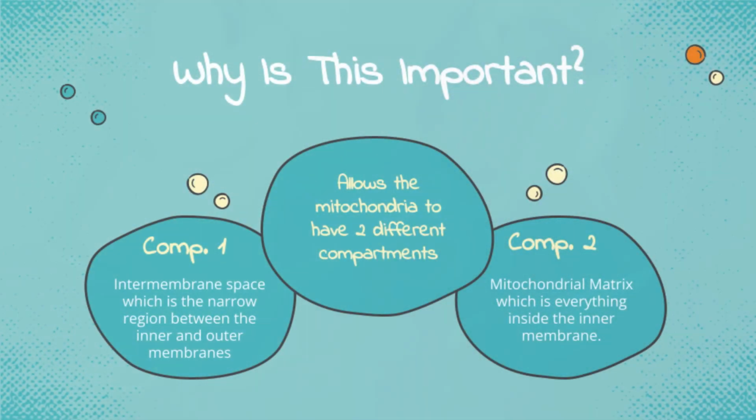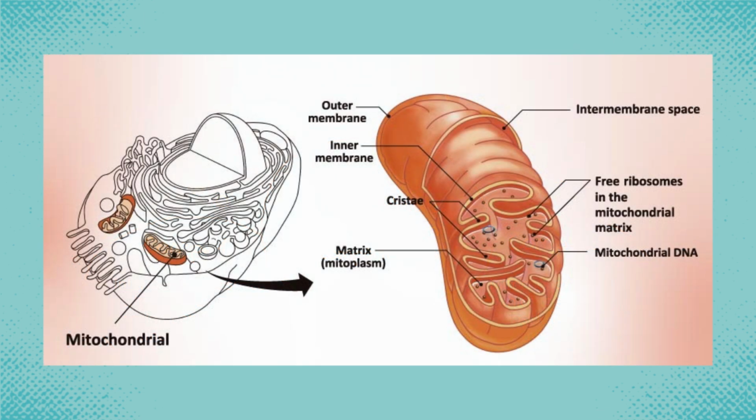The two different membranes are important because they allow the mitochondria to have two different compartments so that cellular respiration can take place. The first compartment is the inner membrane space, which is the narrow region between the inner and outer membranes. The inner membrane space is important because it helps to coordinate mitochondrial interactions with other cellular processes.